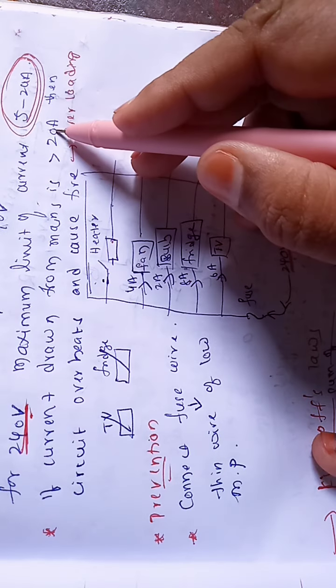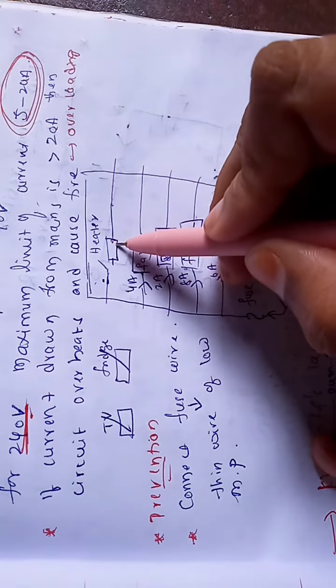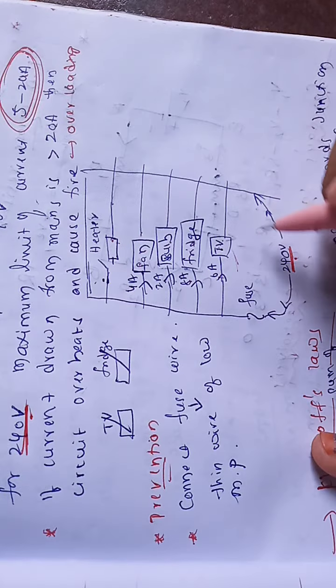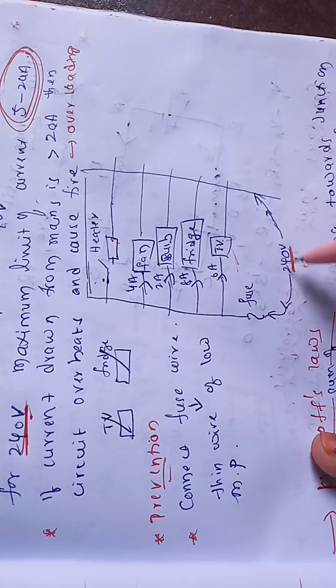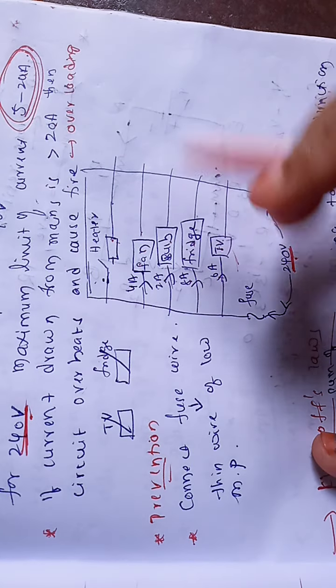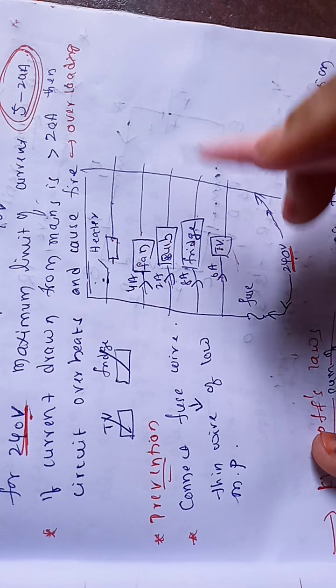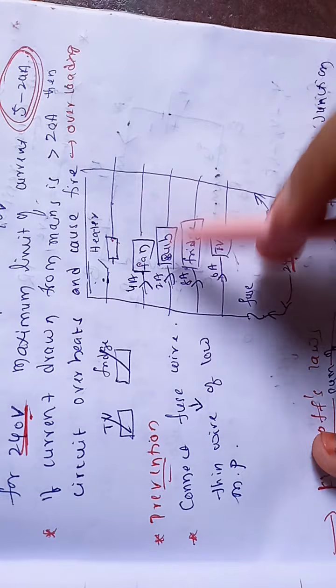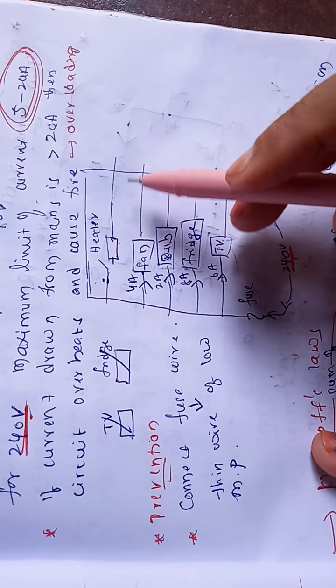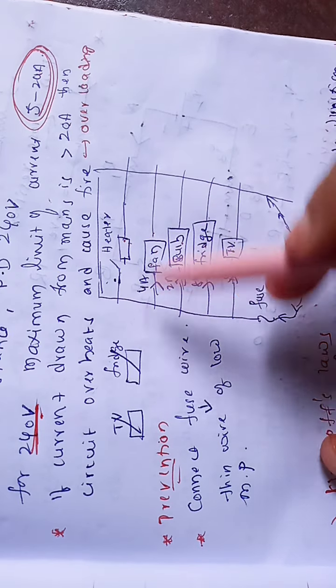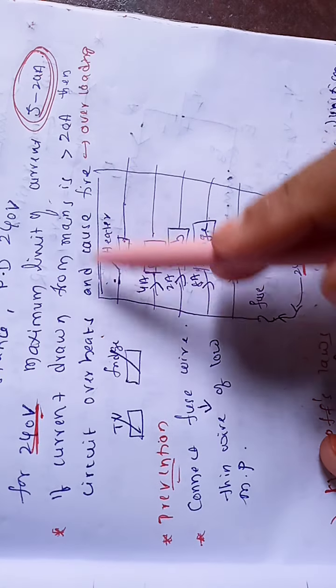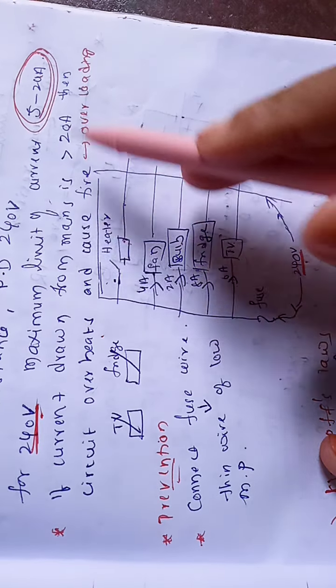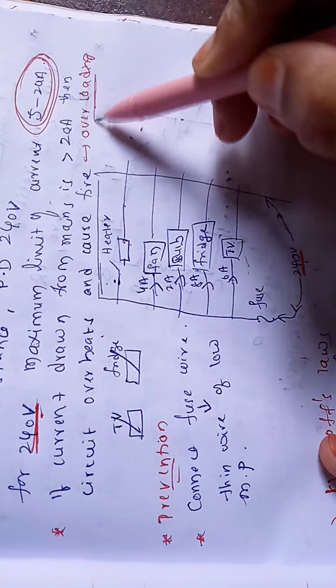Our maximum limit is 20 amp. Extra we added a heater, which means it has to draw more than 20 amp of current. When it draws more than 20 amp of current, then these appliances and this circuit overheat and cause fire. That we call overloading.